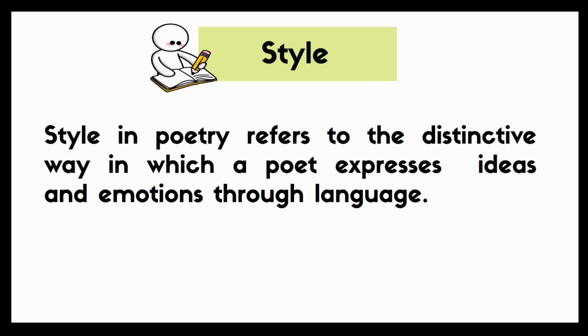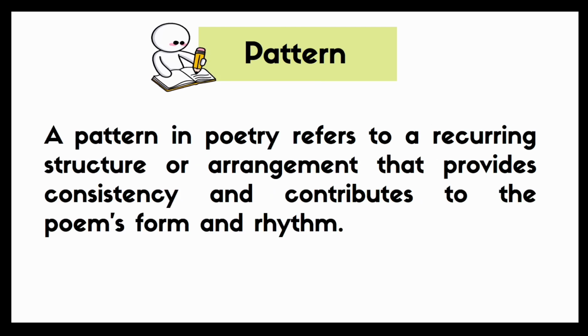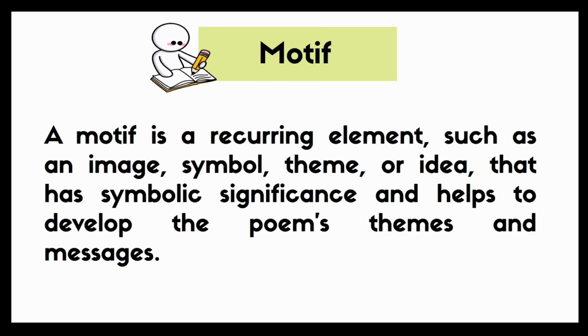The next is pattern. A pattern in poetry refers to a recurring structure or arrangement that provides consistency and contributes to the poem's form and rhythm. The next structure element to poetry is motif. A motif is a recurring element such as an image, symbol, theme, or idea that has symbolic significance and helps to develop the poem's themes and messages.